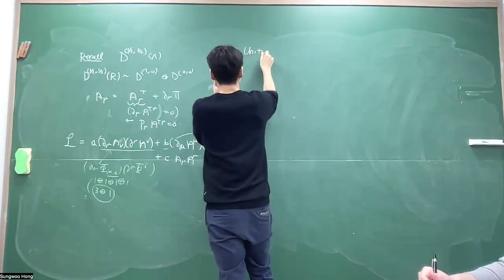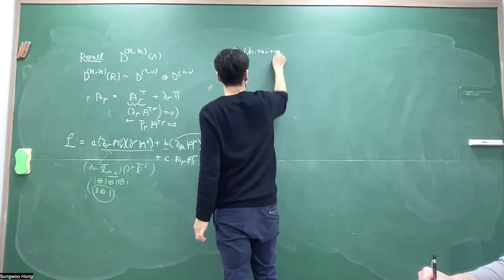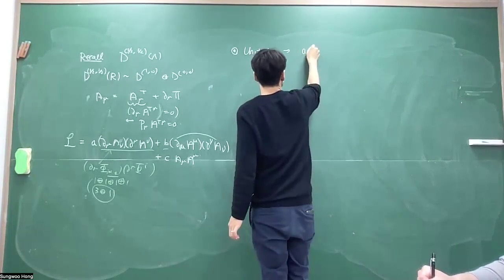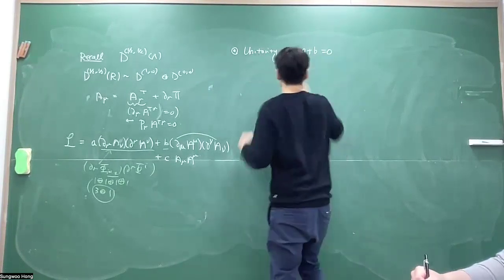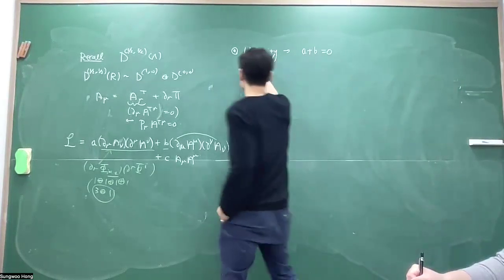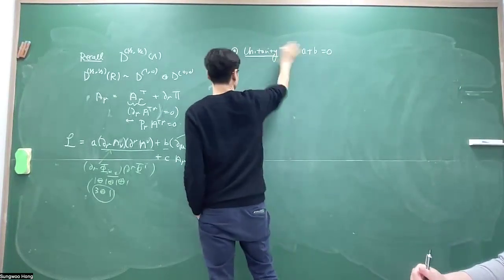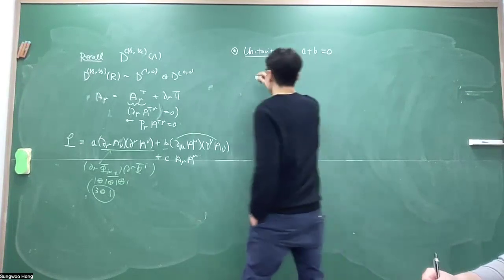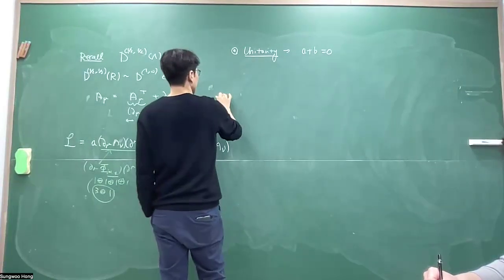And then I said unitarity implies that A plus B must be equal to 0. Okay, so that's what I said. So to start out this discussion, so this is a non-perturbative input. And as I said, good. So let's talk about that.